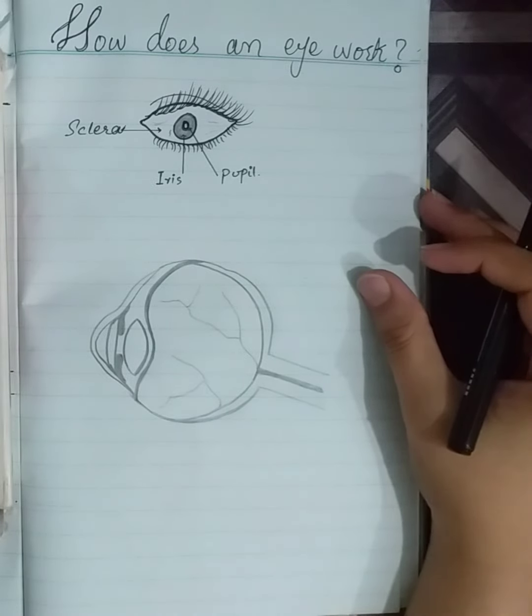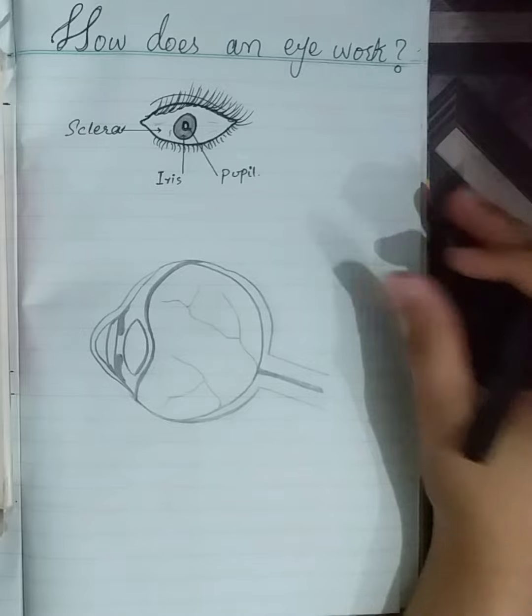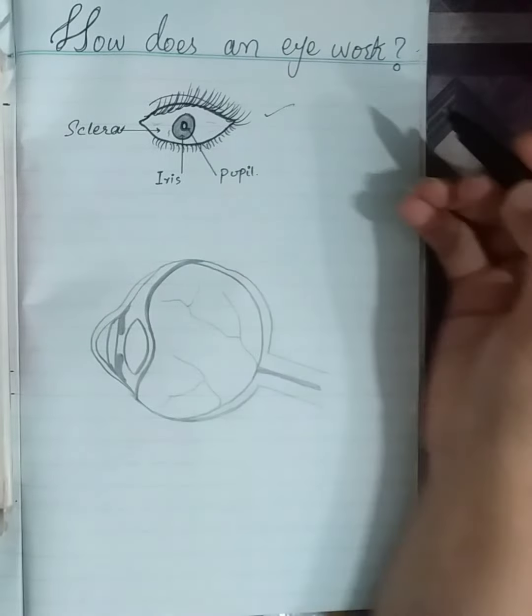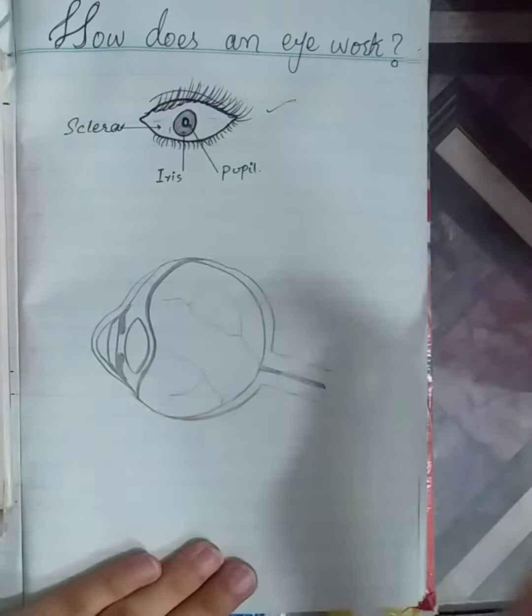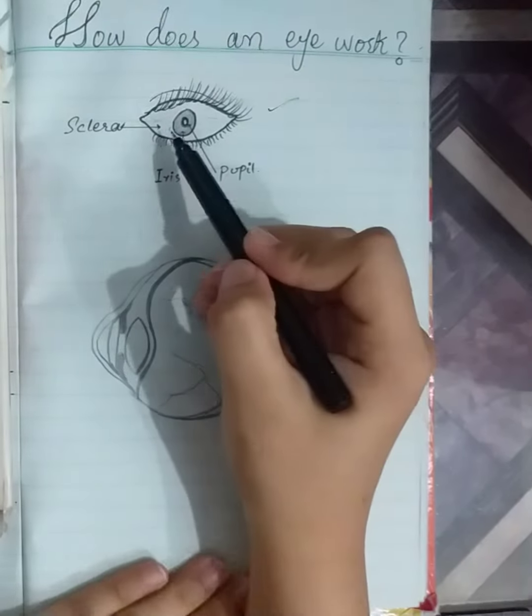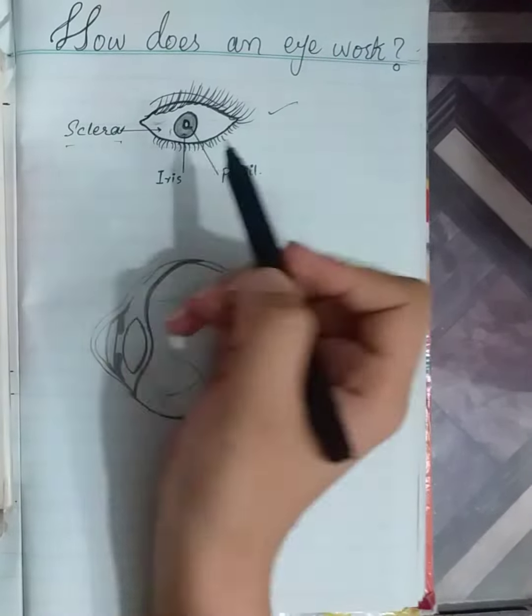First of all, we have to understand the structure of an eye. For example, I have made a diagram of an eye. You can see that the whitish part of the eye is called the sclera, okay?